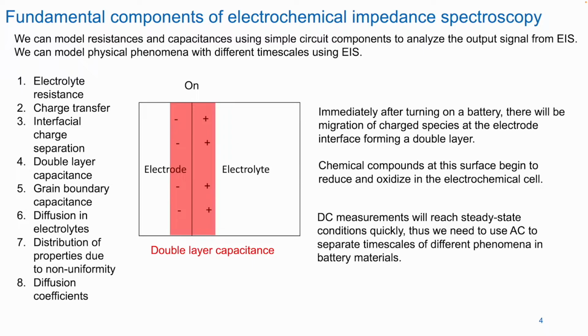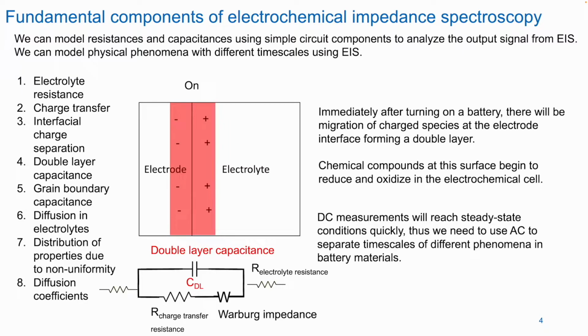DC measurements will reach steady state conditions pretty quickly, so we need to use AC to separate timescales of different phenomena in the battery material. And here's an example of an equivalent circuit that can model these processes.